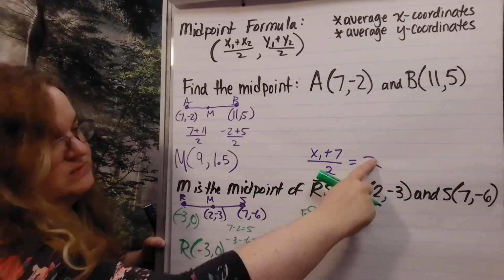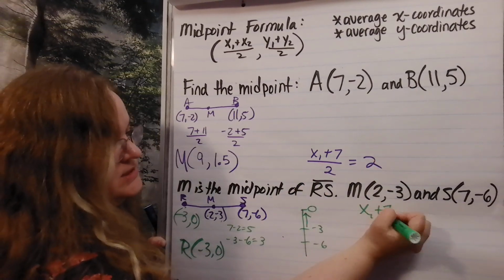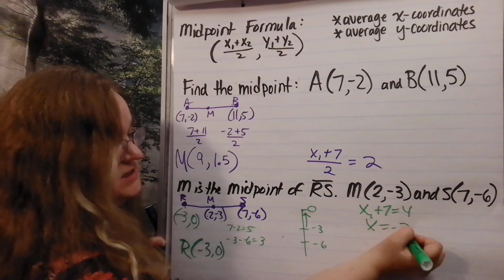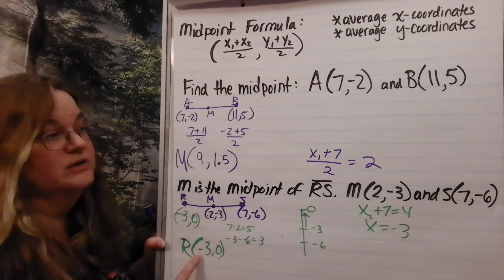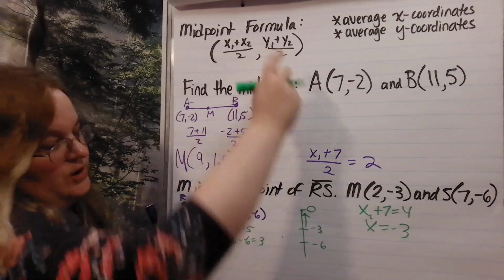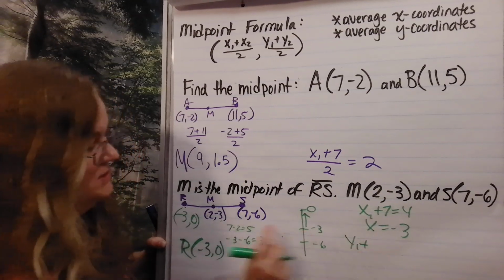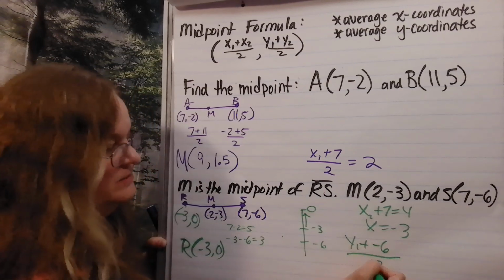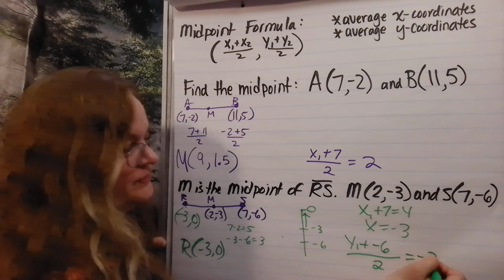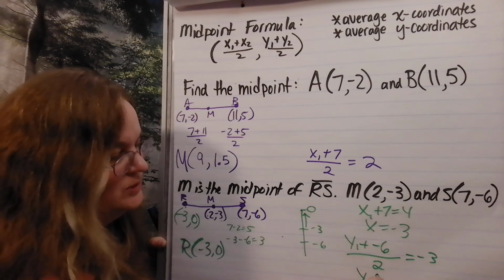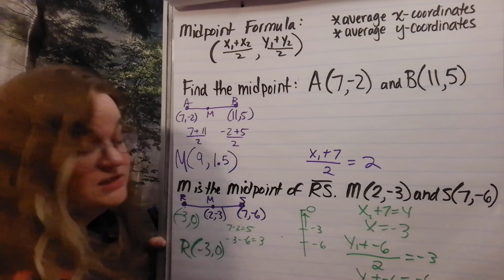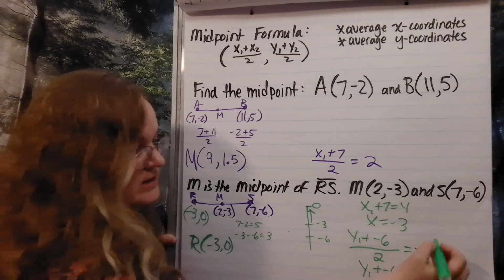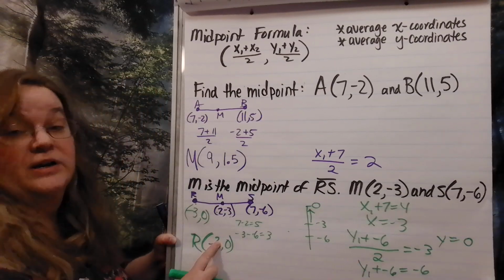If I look at this, I multiply by 2. I get x sub 1 plus 7 equals 4. I subtract 7, and I get x equals -3. The same thing I got from reasoning through it. If I did the same thing with my y1 plus -6, divided by 2 equals -3, multiplying by 2, y sub 1 plus -6 equals -6. And so when I add 6 to both sides, I end up with y equals 0, which is also what I got from reasoning it through.